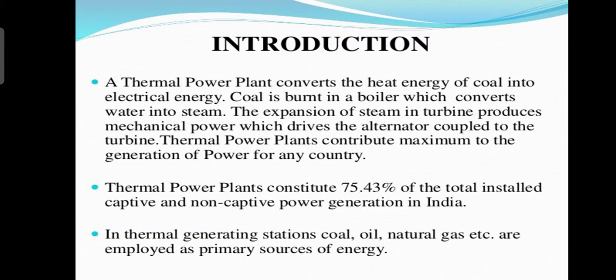Introduction: a thermal power plant converts the heat energy of coal into electrical energy. Coal is burnt in a boiler which converts water into steam. The expansion of steam in the turbine produces mechanical power which drives the alternator coupled to the turbine. Thermal power plants contribute the maximum to the power generation of any country.